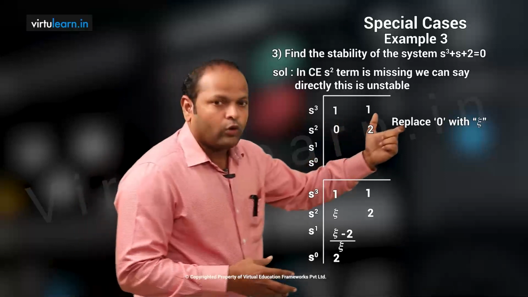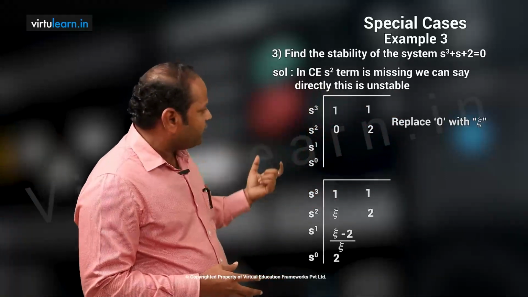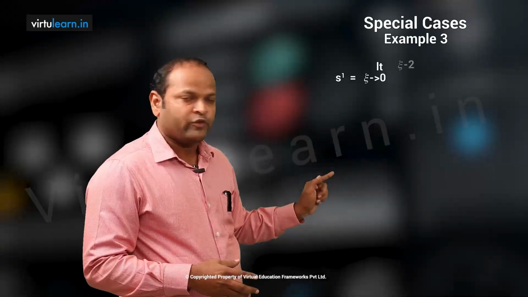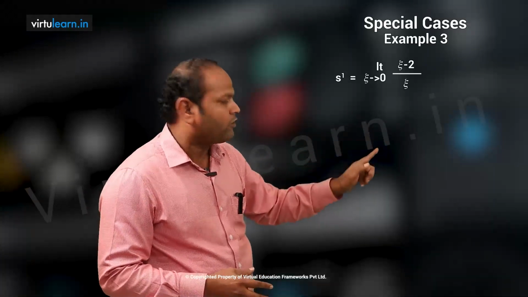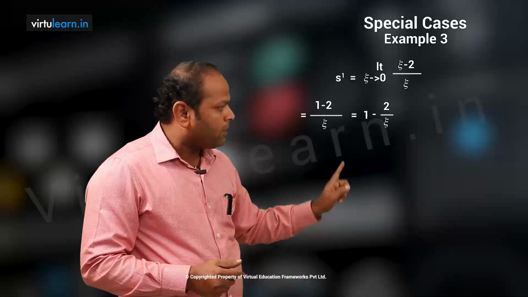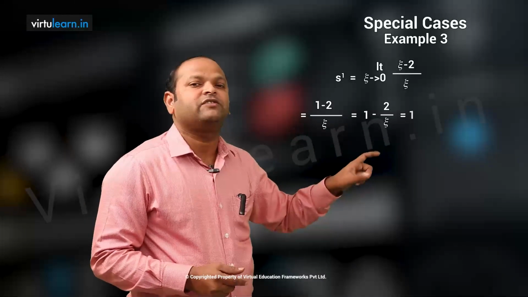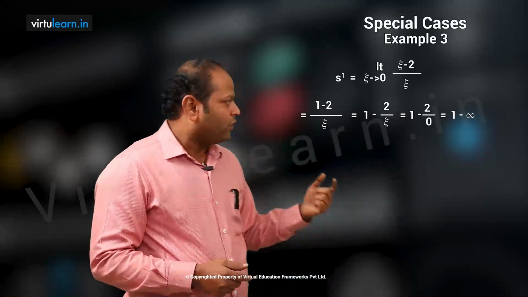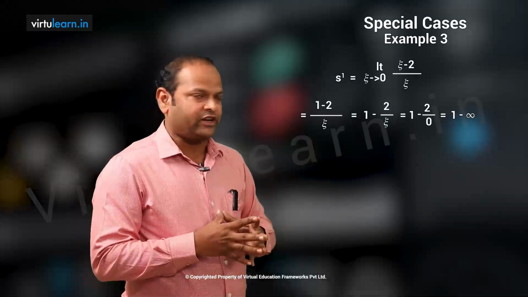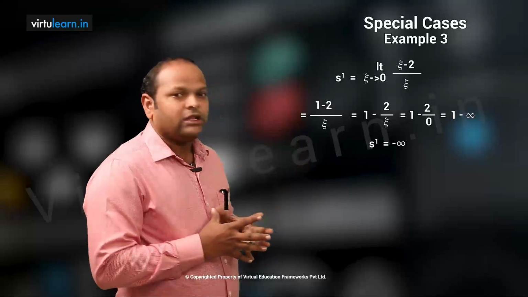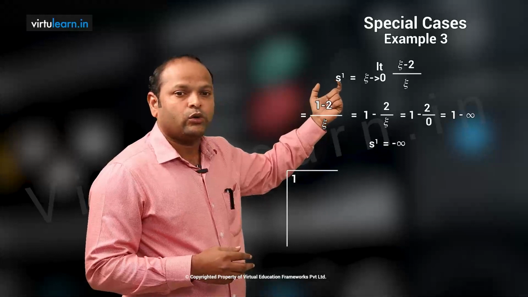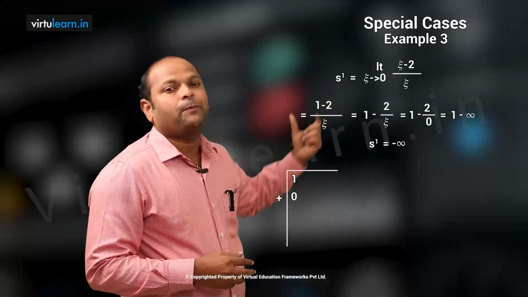So when you take the s power 1 term alone, the limit as epsilon tends to 0 of epsilon minus 2 by epsilon, we can write epsilon by epsilon is 1, therefore 1 minus 2 by epsilon. Then you substitute epsilon 0, 1 minus infinity, which is minus infinity. So the term that you are getting here for s power 1 is minus infinity. Now all the elements are 1, plus 0, then minus infinity and plus 2.